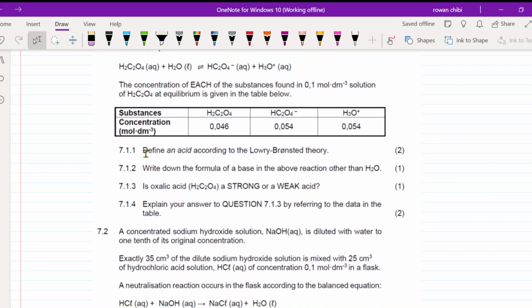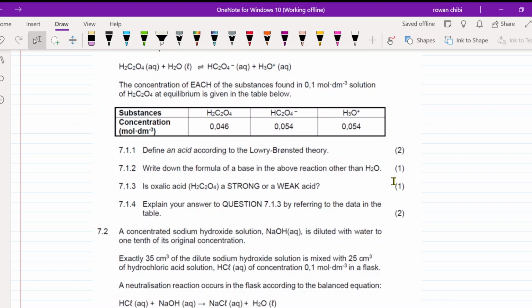7.1.1 says define an acid according to the Lowry-Bronsted theory. So that is your 2 marks. The definition says an acid is a proton donor. So that is your 2 marks. 7.1.2, write down the formula of a base in the above reaction other than H2O.